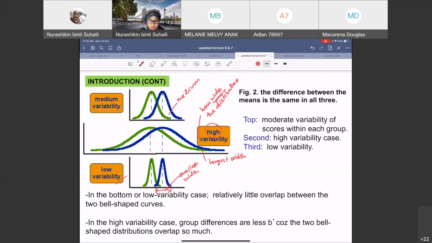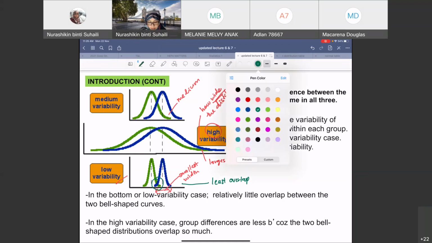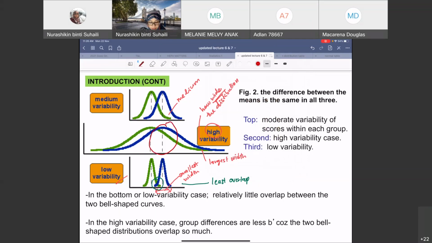Apart from the variability, we can also compare two distributions by whether they overlap or not, and how much. For example, the third one here has the least overlap, isn't it? You can see the two distributions don't fall into a similar area that much. It's only this area. But the second one here has the highest overlap. So it means the distributions are very close. And this one is medium.